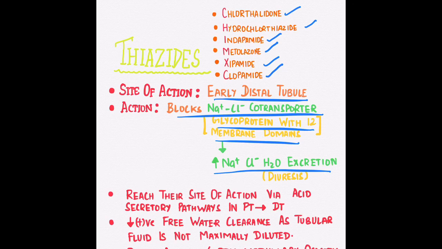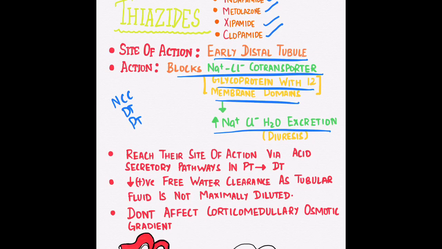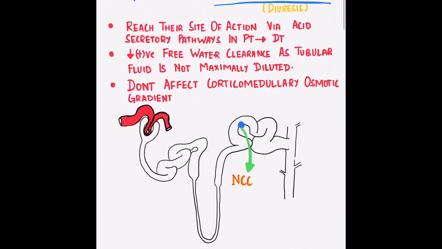In this lecture, I shall be denoting the sodium chloride cotransporter as NCC, distal tubule as DT, and proximal tubule as PT for our convenience. So, these thiazide group of drugs reach their site of action by acid secretory pathways in the proximal tubule, from where they move along the lumen to reach the distal tubule. In the distal tubule, they block the NCC, thereby causing diuresis.